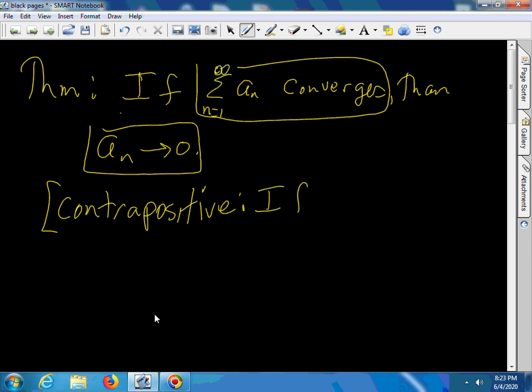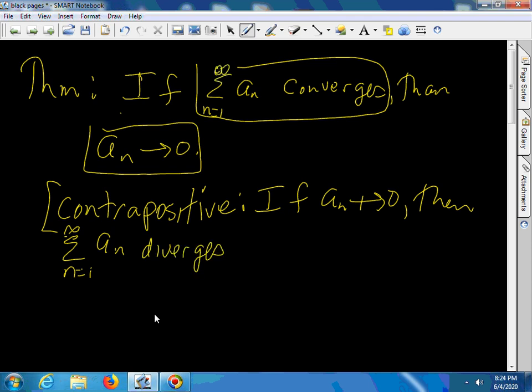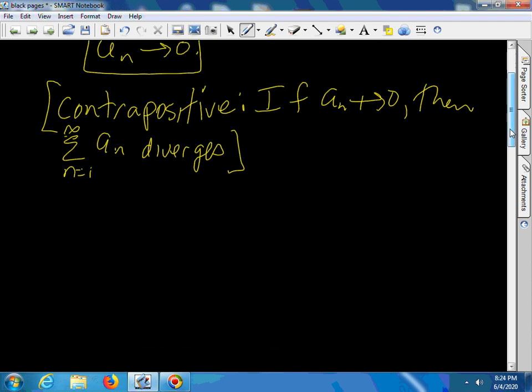So if not "a sub n goes to 0," that means if a sub n does not go to 0, then the summation as n goes from 1 to infinity of a sub n does not converge. That means it diverges. Proving this is exactly the same proof. And we're going to do this by cases.